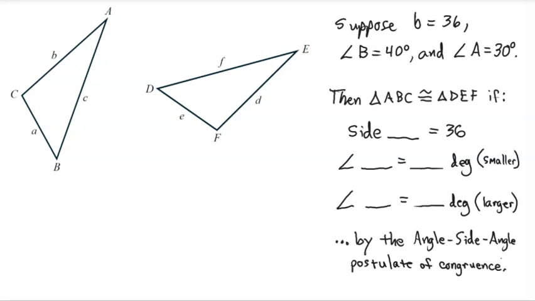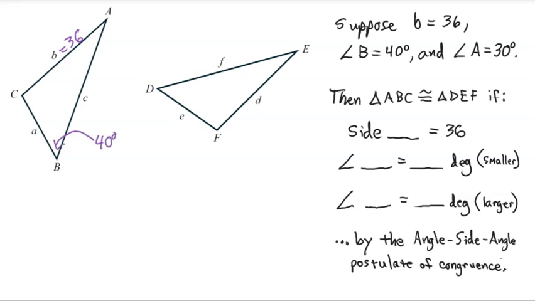Okay, here's an example. Here we have triangle ABC and triangle DEF, and we're going to say, suppose that b is equal to 36. That means side b over here is equal to 36. It says angle B is 40 degrees. That's this angle right here. So this angle right here is 40 degrees.